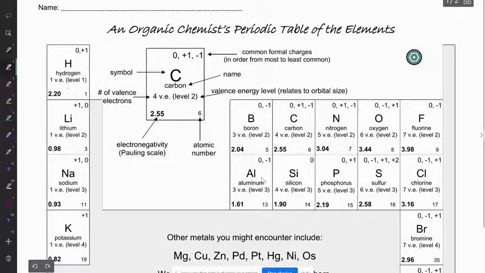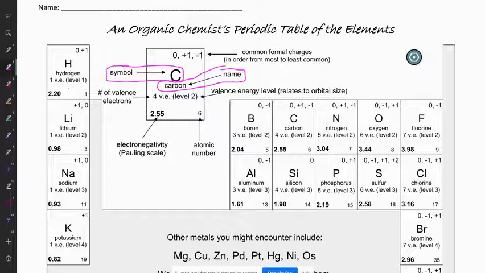So basically, I've stripped it down from 100 elements to say, between 10 and 20 elements that we're actually going to use in organic chemistry. And for each one, I tried to give you the most relevant information. So first of all, you've got your element symbol and name, two important pieces of information in each box. You've also got the atomic number.